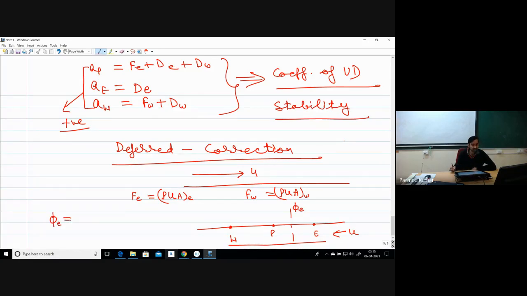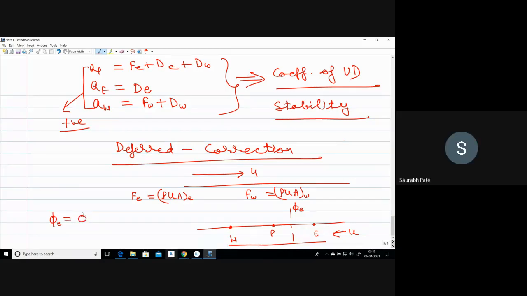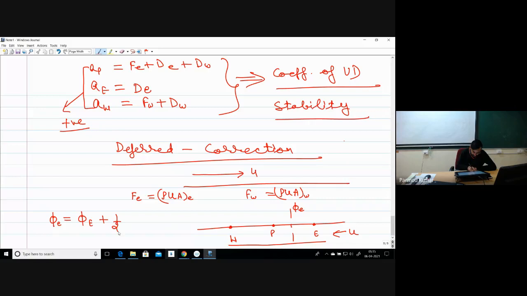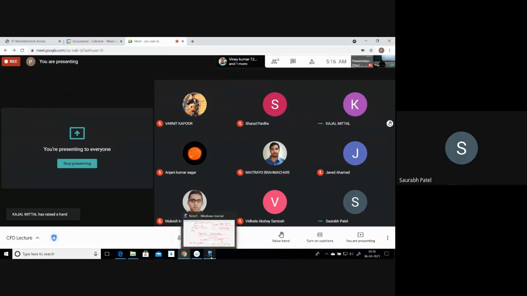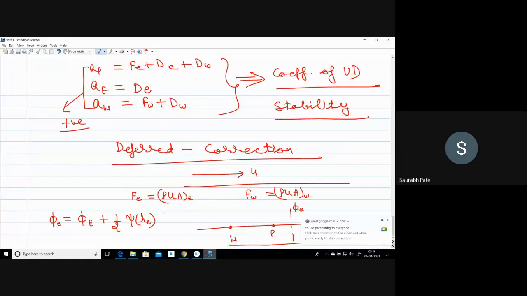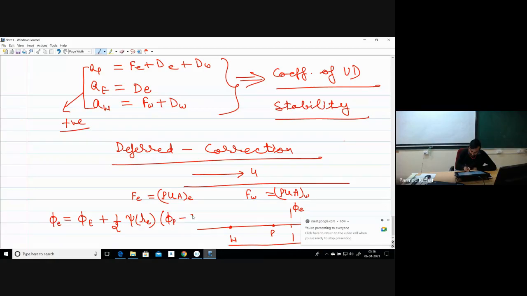Phi E has to be equal to phi capital E plus half of psi RE into phi P minus phi E. So this is how we have to give the weightage to the upwind direction by considering the direction of the flow. So this is one important aspect which you have to consider.